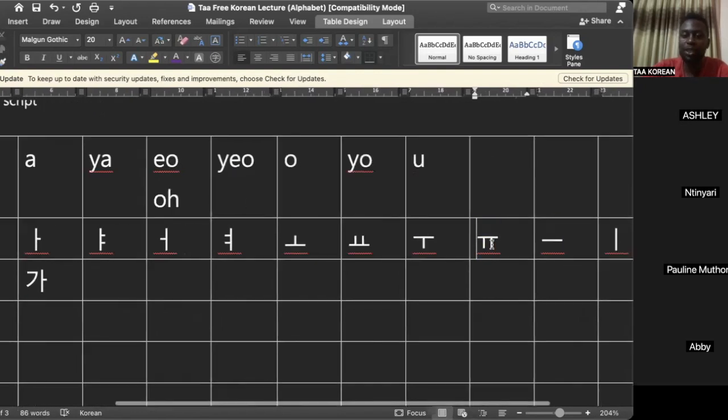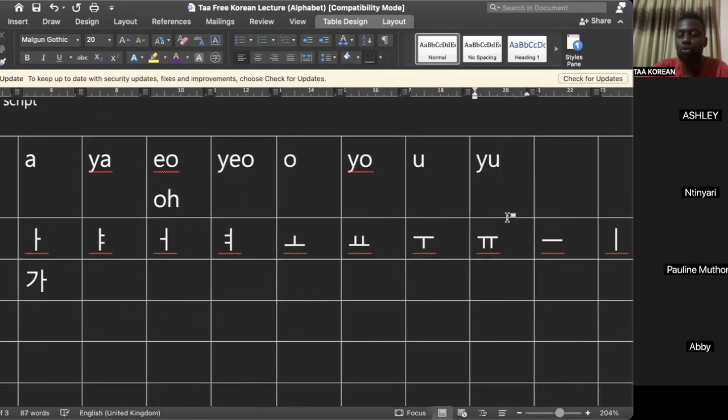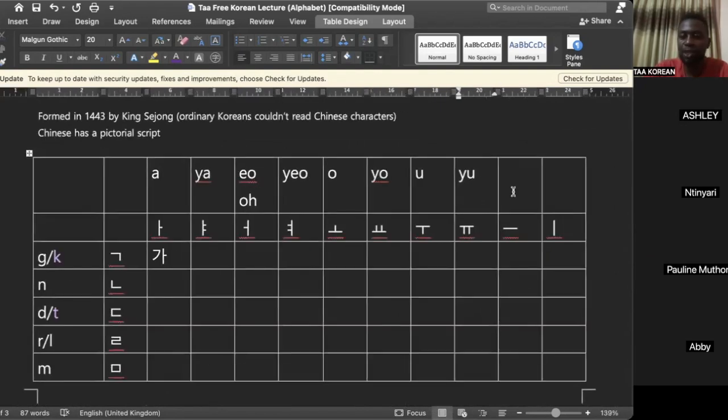Therefore, this brings us to this, which is U. Why U? You. Yes, Pauline. Kamsamda. You. Okay, now let's do the last two. What is this? What sound does this vowel produce?